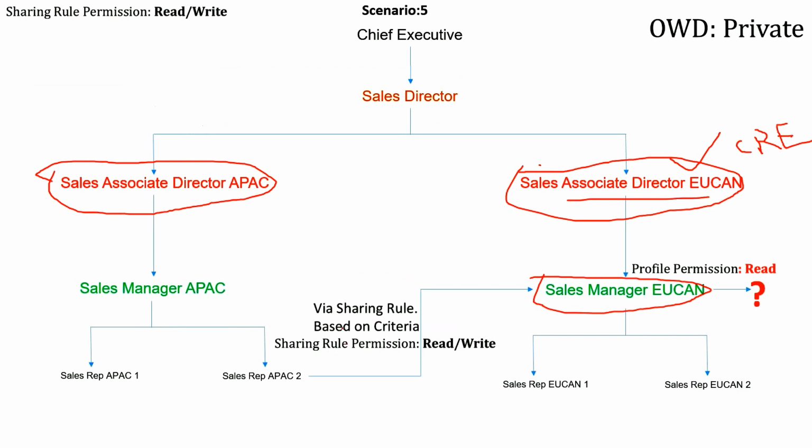So any record created by this user and shared with this user where the profile permission is read will be accessed by those above the role hierarchy of the user, and this user will be able to edit. Also, as this user is above the role hierarchy of sales rep APAC 2, this user will also be able to edit. So this is one scenario here.